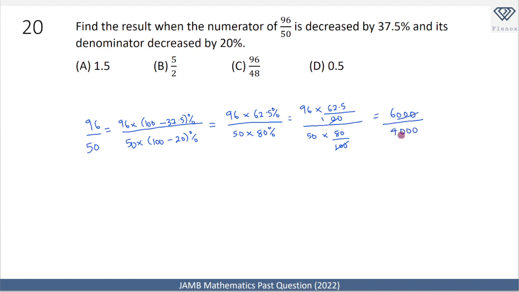And this 1,000 cancels this 1,000 and I'm left with 6 over 4, which is 3 over 2. And 3 over 2 is 1.5. And 1.5 is option A. So the correct option to that is option A. Now this brings us to the end of the second part of our JAMB Mathematics Past Question for 2022.